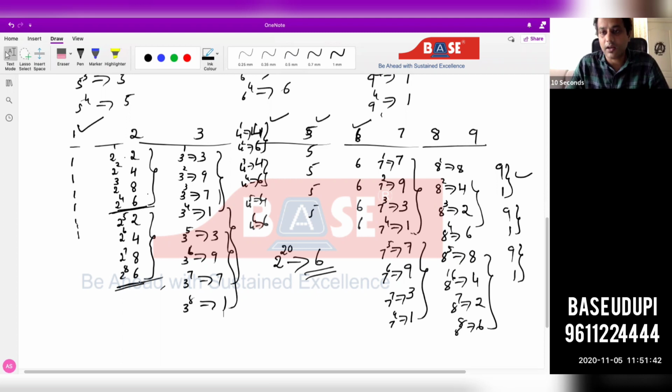Next 9, 10, 11, 12 after every 4. So 2 power 12 also ends with 6 only. 2 power 16 ends with 6. So 2 power 20 also ends with 6.